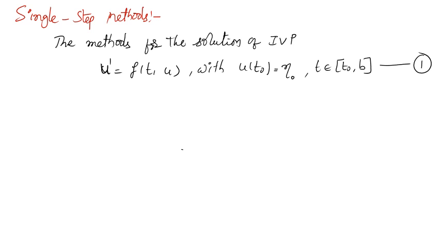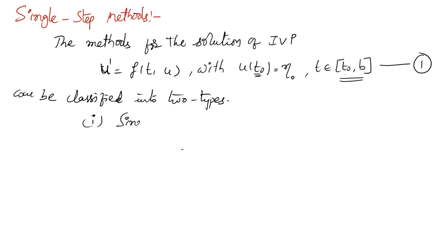What is the differential equation? u dash, du by dt, equal to f of t comma u, with u of t naught equal to eta naught, and t belongs to the interval t naught comma b. t naught is the starting point, and b is the terminal point. The methods to solve an initial value problem can be classified into two types. The first one is single step methods, and the second one is multi-step methods.